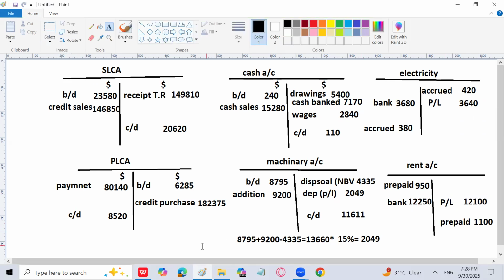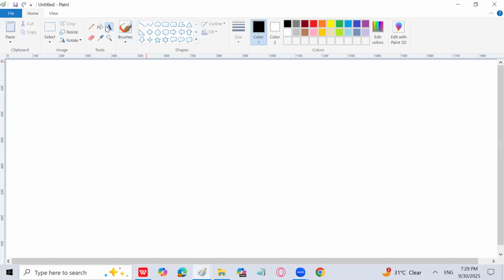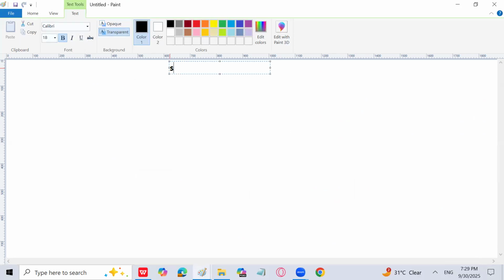So we have calculated every single item in order to prepare the income statement, because actually the question asked us to prepare the income statement, the statement of profit and loss. In order to prepare it, we have to go for all these workings. Otherwise, we can't solve the question, right? Because we need sales, we need everything to go for.